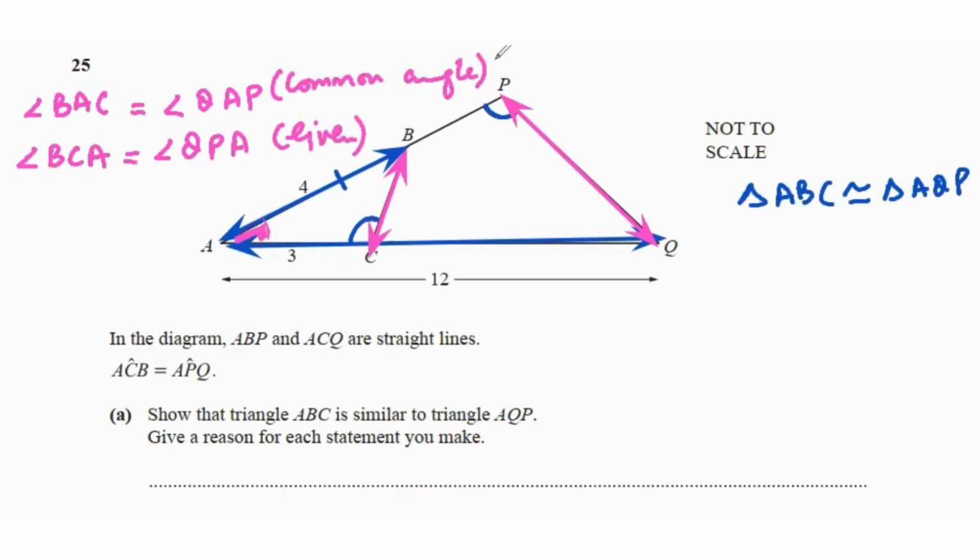So as we know, the sum of angles in a triangle is equal to 180. So automatically, if the first two angles are the same for the triangle, the third angle would also be the same, which means angle ABC is the same as angle PQA. So that shows that the triangles are similar because all of the angles are exactly the same.